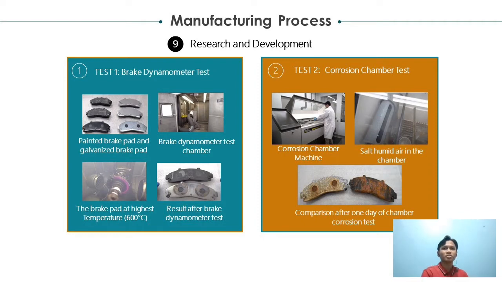Second test is a corrosion chamber test. The painted brake pad and galvanized brake pad will undergo some wear and tear test after the dynamometer test. Salted humid air is circulated and the worker must wait about a day for the test to be completed.